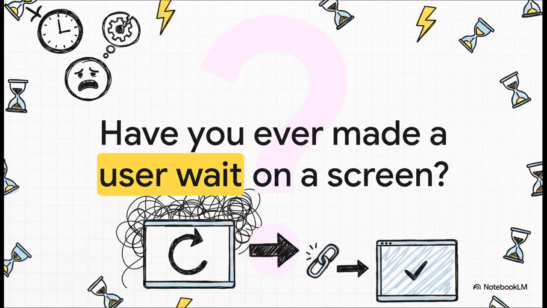So I want you to think about this for a second. Have you ever made a user wait on a screen? We've all literally been there, right? You write this genuinely brilliant piece of code to process a massive chunk of data, the user clicks a button, and suddenly, everything just freezes. The whole screen locks up. They're stuck staring at a loading indicator, completely unable to do anything else until your process finishes. In software development, forcing someone to wait while a heavy process just churns away in the foreground, that's a massive performance bottleneck. It's frustrating, it kills productivity, and honestly, it's just a bad user experience.